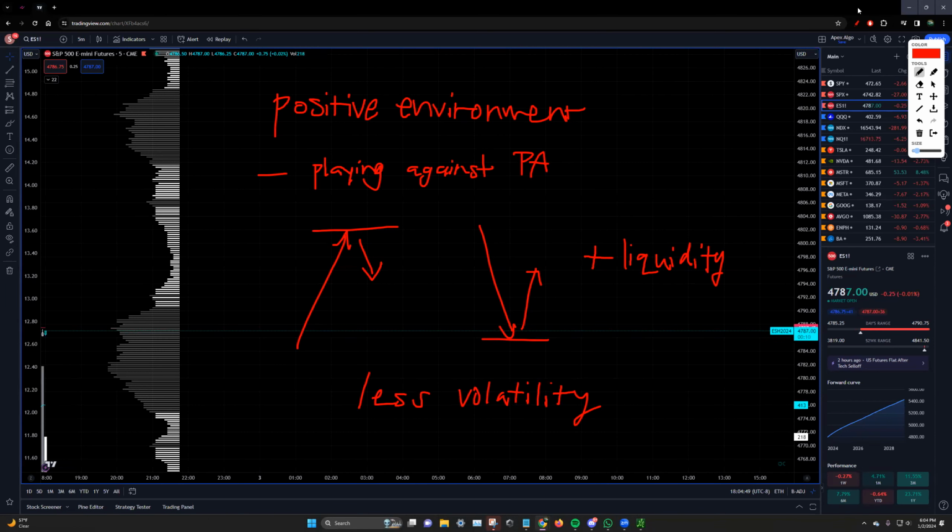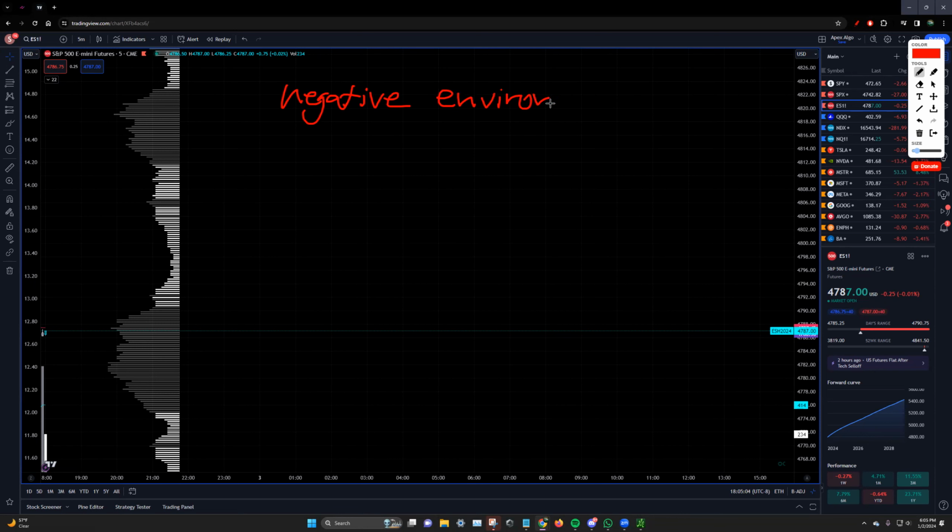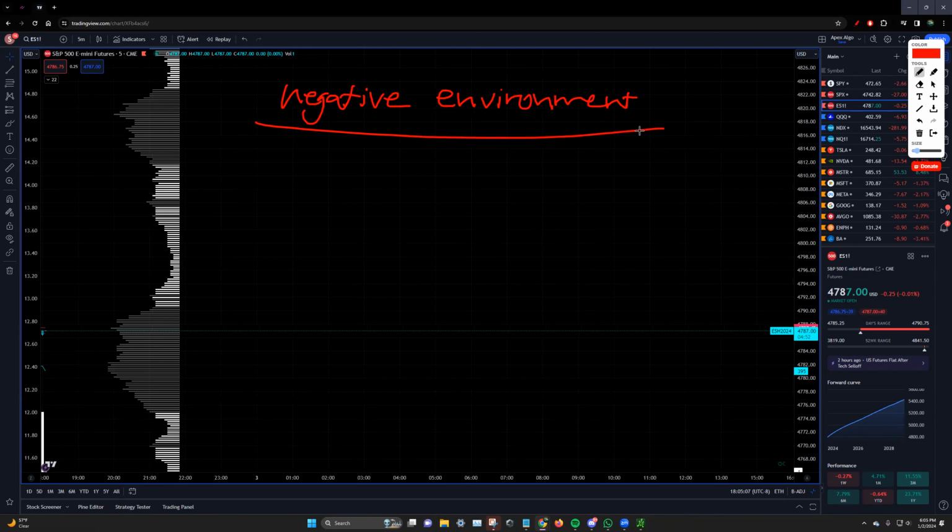So having gone over that, what happens in a negative environment? It's going to be a vice versa situation. If we are in a negative environment, what does this entail? Market dealers are going to be playing with price action, so play with PA. This is just the sheer basic. Is it going to happen every time? Inherently, no, but this is just the basic.